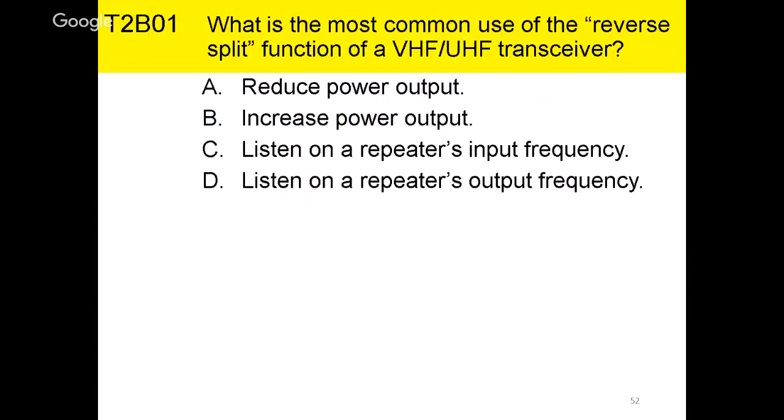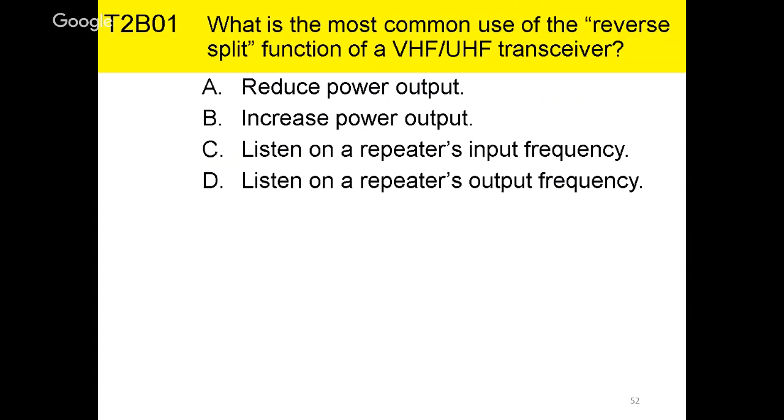What is the most common use of the reverse split function of a VHF/UHF transceiver? Remember, when you're operating a repeater, you're using two different frequencies. You're transmitting on one frequency and receiving on another, the frequency that the repeater transmits on. And so that is a split. On VHF, or 2 meters, the split is 600 kilohertz apart. So the 146.82 repeater transmits on 146.82 out. It receives on 146.22 input, which is 600 kilohertz lower than the output.